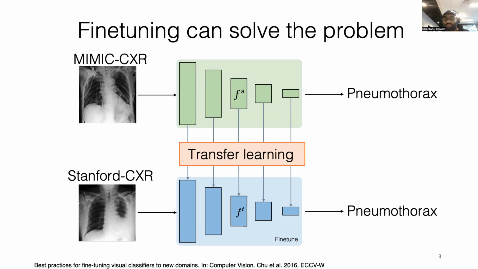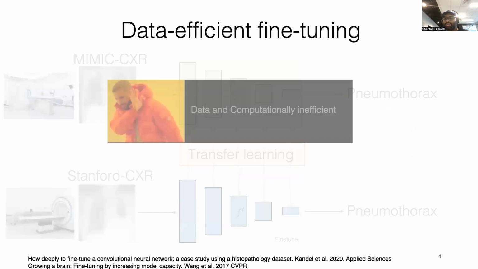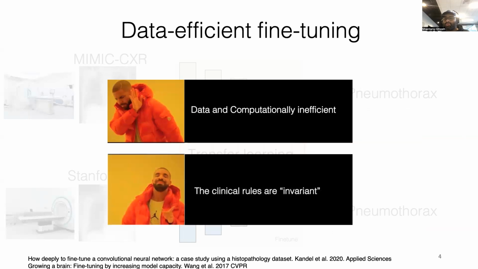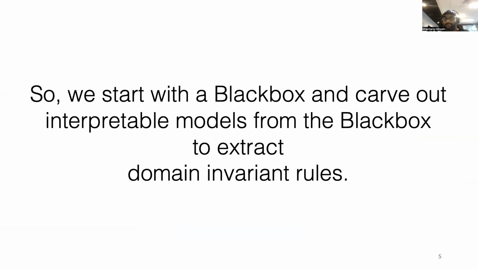The standard technique is transfer learning, where you get the initial model, you obtain the labels, and you fine-tune the parameters on the target domain. But it can be inefficient both in terms of data and computation. However, if we truly learn the clinical rules like the radiologist, those do not change from hospital to hospital. These rules are transparent, thus engendering trust in AI.